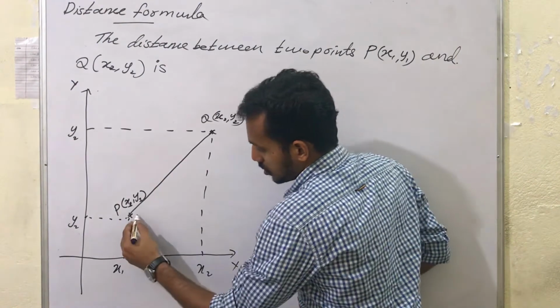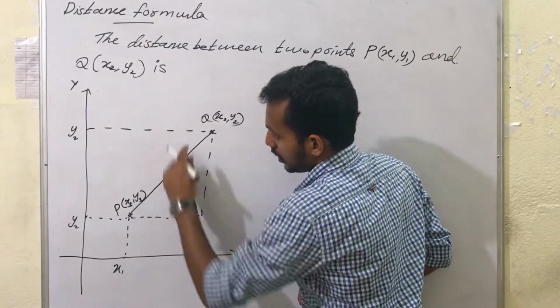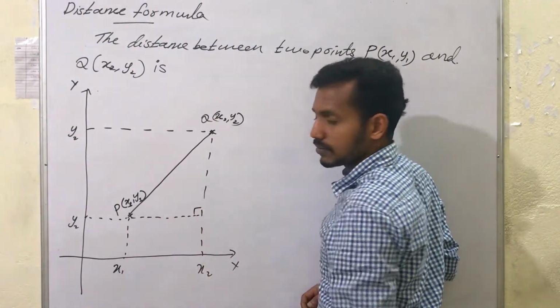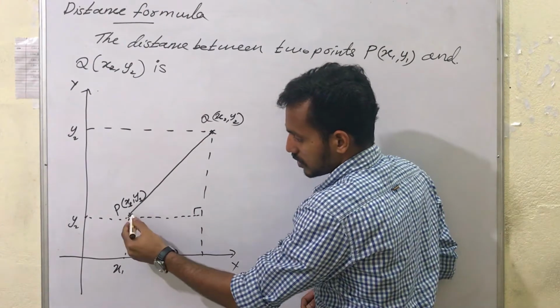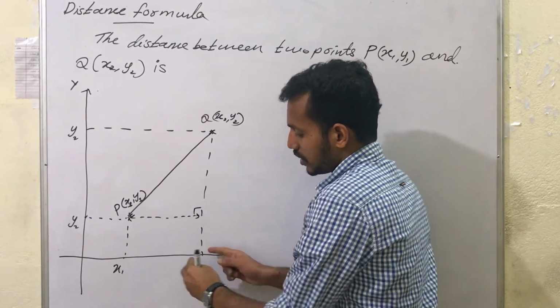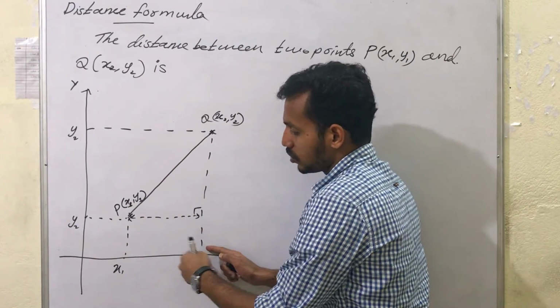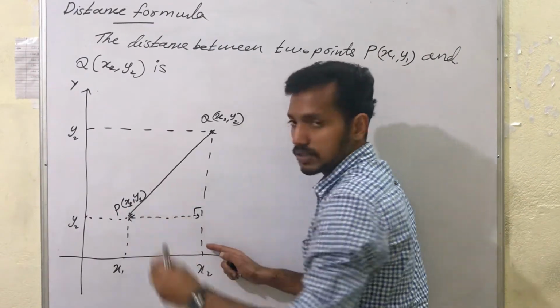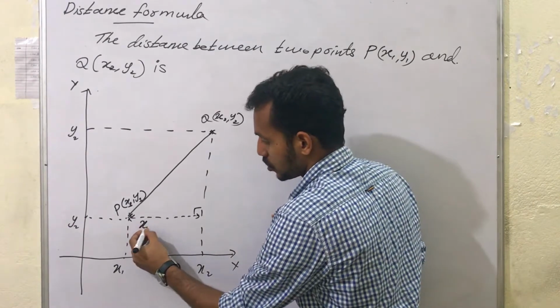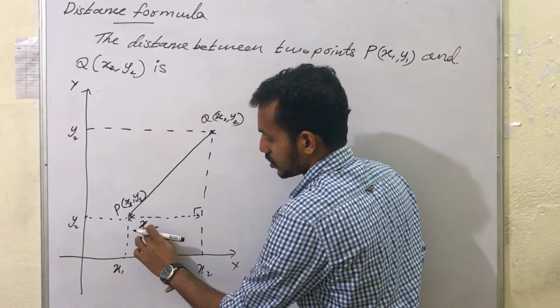Now just cross this. Okay, draw a dotted parallel line here. This will be right. What will be this distance? Here the coordinate is x2 and here it is x1. So the entire x2 minus x1 we will get this distance. That means x2 minus x1.